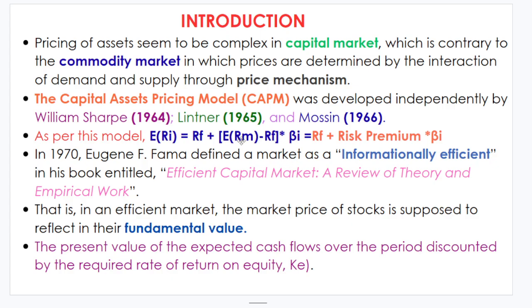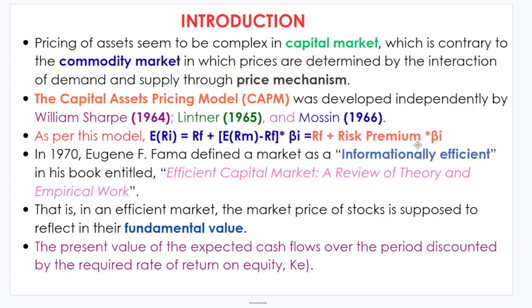The difference E(Rm) minus Rf is known as the risk premium, and you multiply it with beta, which is the measure of market risk, friends. Market risk, from the investor point of view, can be categorized into systematic risk and unique risk. Systematic risk, market risk, is measured by the beta value. The higher the beta value, the higher the risk, and it cannot be diversified through portfolio management. That is the basic part of market risk, friends.